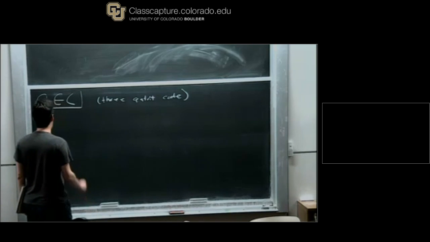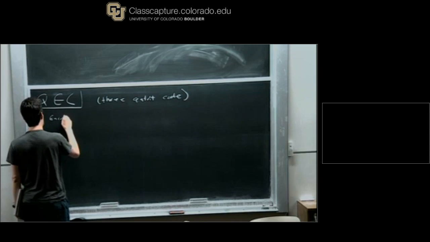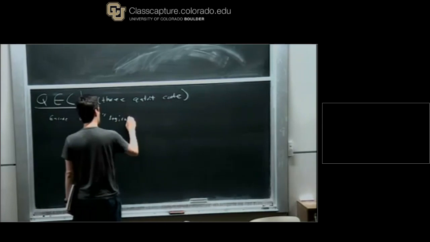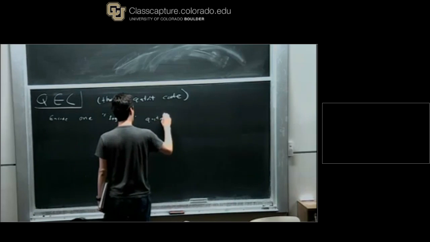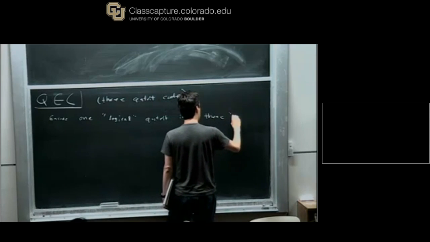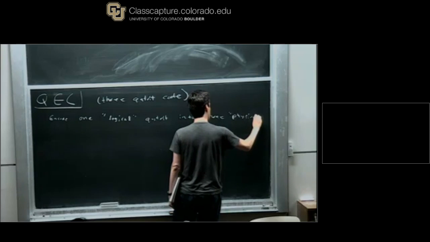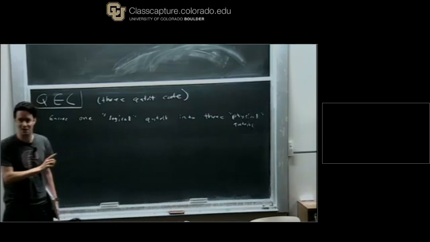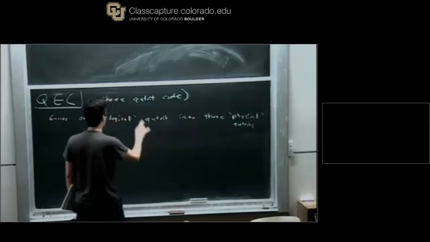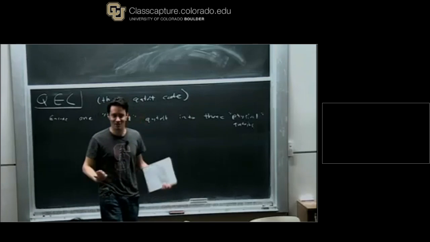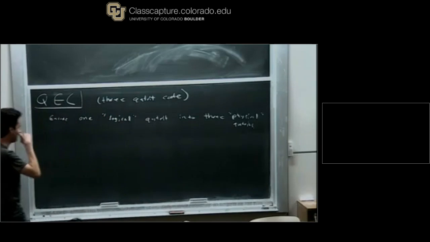So the idea is I encode what's called a logical qutrit into 3 physical qutrits. I have to state up front that 3 is appearing in 2 different unrelated contexts here. There are 3 physical qutrits, and a qutrit has 3 states. There's nothing I can do about it. I'm sorry, but just try to stay on top of it.